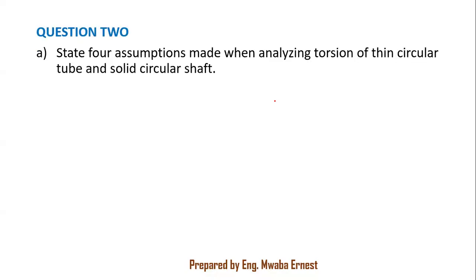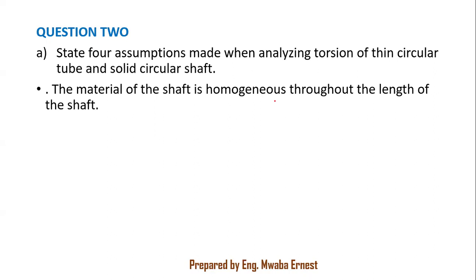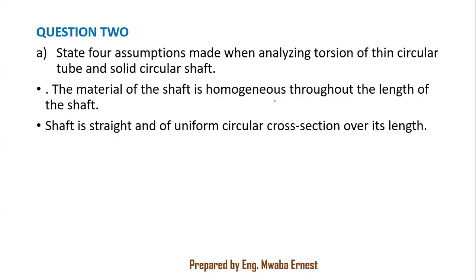Question number 2. State 4 assumptions made when analyzing torsion of thin circular tube and solid circular shaft. So with this, there are quite a number of assumptions. One of them is that we don't expect the material to be combined with other things. It's supposed to be uniform throughout. It's supposed to be homogeneous.